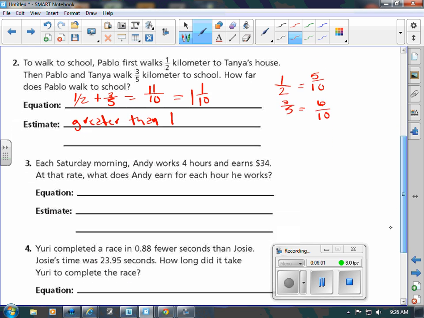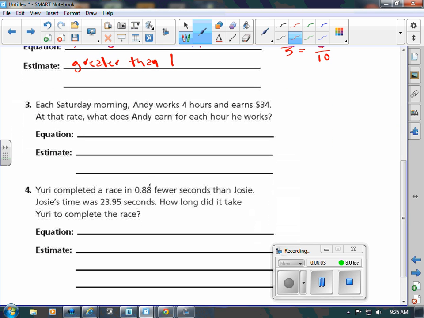Okay? Each Saturday morning, Andy works 4 hours to earn $34. At that rate, what does Andy earn for each hour that he works? So we're going to take 34. We're going to divide that by 4. Why don't you guys pause the video and work that out? Also do an estimation problem for me. Figure out what we would actually estimate by. Okay, pause and figure out.